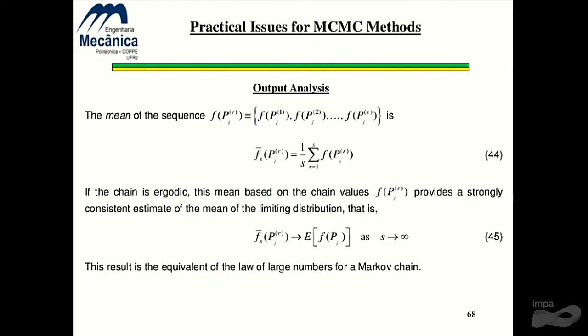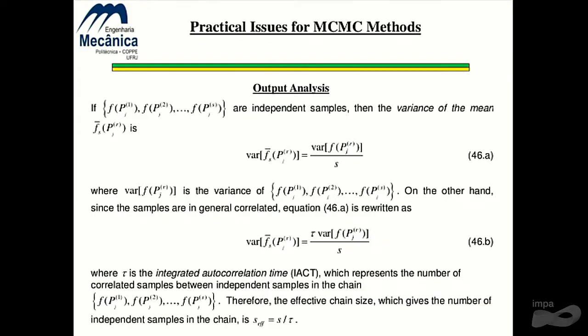Why? Because first of all, we expect that the mean converges to the expected value of the parameter when the number of states used in the analysis grows. This is the law of large numbers. And we know that if we had independent samples, the variance of the mean would be the variance of the samples divided by the number of samples. This would be the case if we had independent samples.